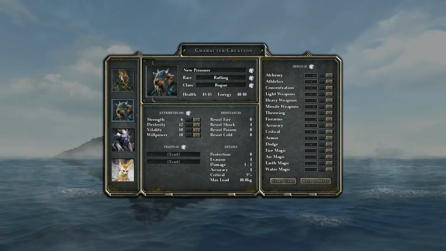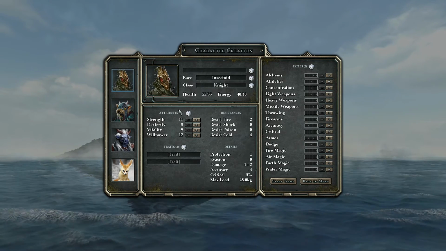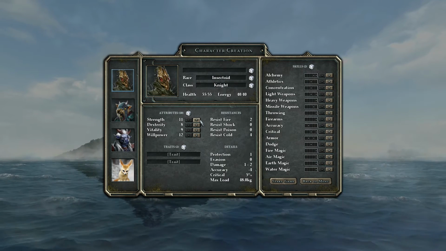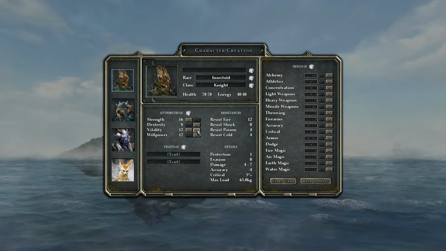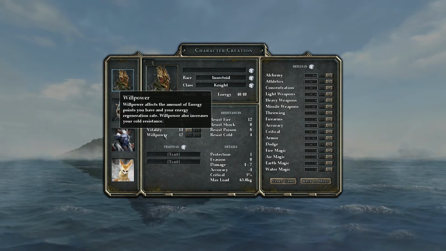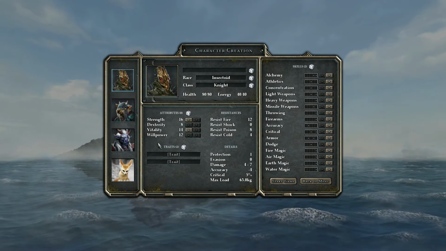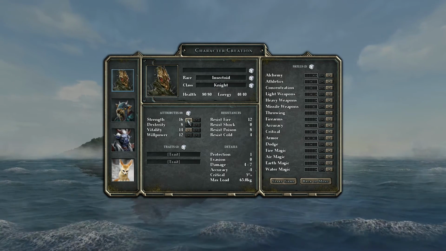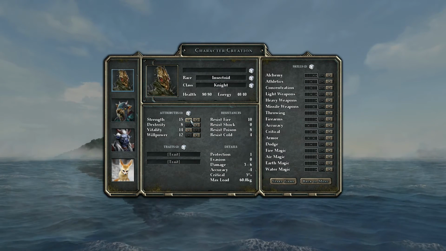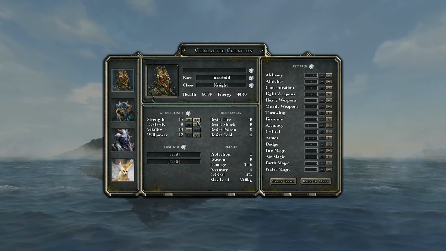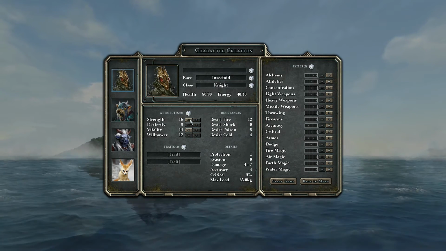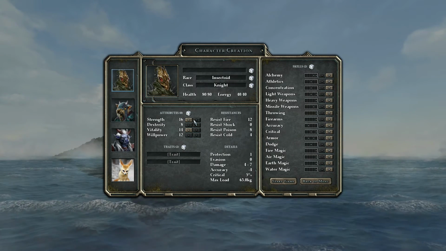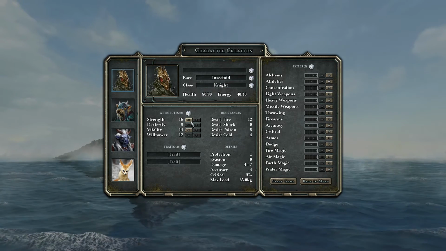Now how we're going to build this party is, our leader here is going to be mostly just strength and vitality. I'm not going to worry about his dexterity or his willpower, because he's going to be built to just take lots of damage. But as we can see, his strength is increasing his fire resistance. It's increasing his max load, but it's also increasing his damage by 1.